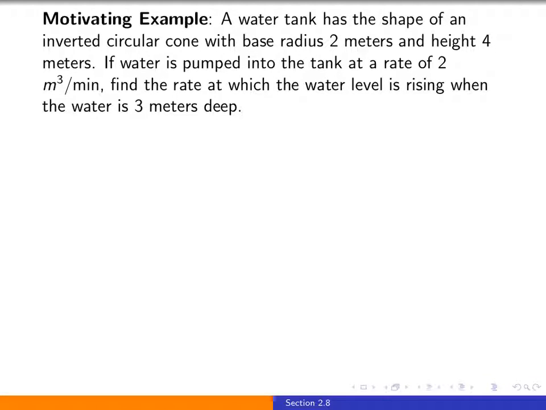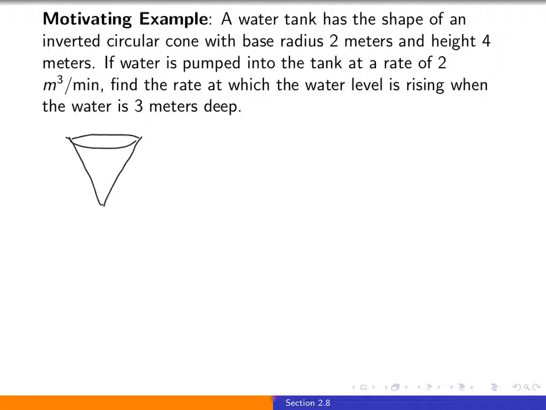In this video, we will study several more related rates problems. So the first example: a water tank has the shape of an inverted circular cone. So what do we mean by inverted circular cone? So a water tank is going to look something like this.